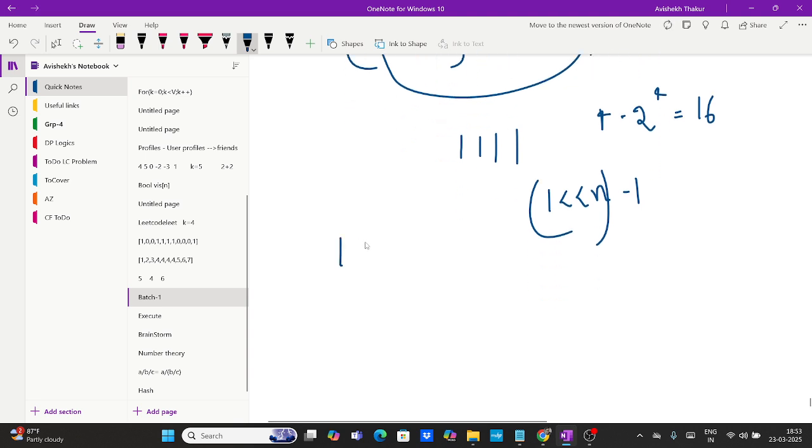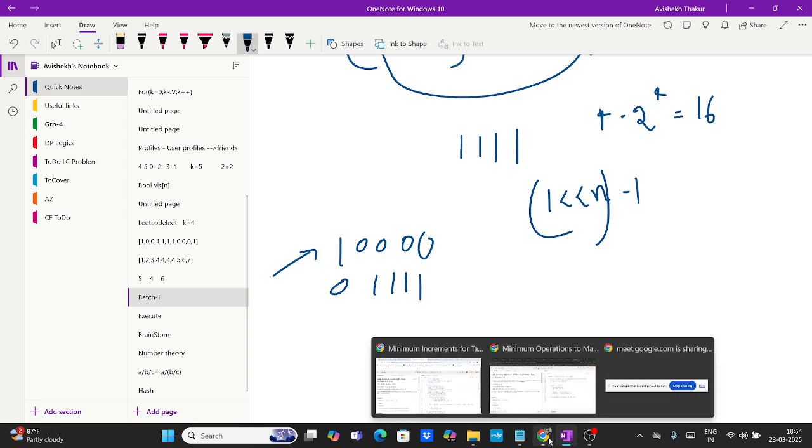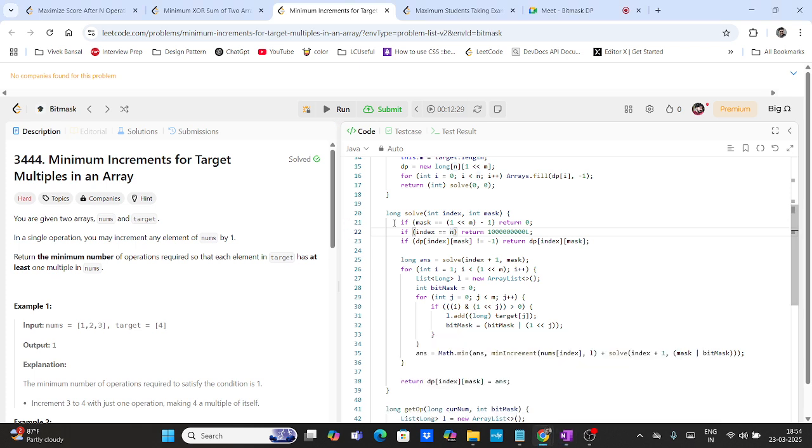If there is a number which is a power of 2, the previous number will always be like this. The previous, this is 16, this is 15. So n and n minus 1. So basically what I have done is, if mask equals 1 left shift m minus 1, that means all the numbers are done.